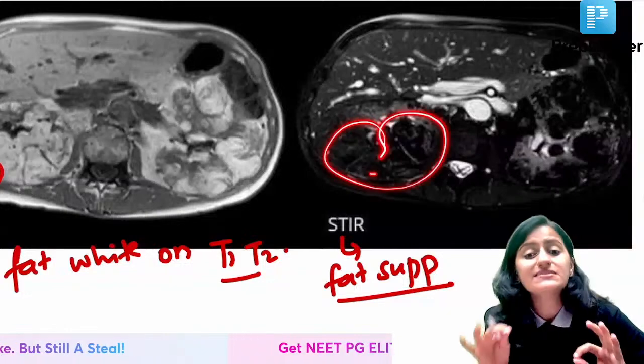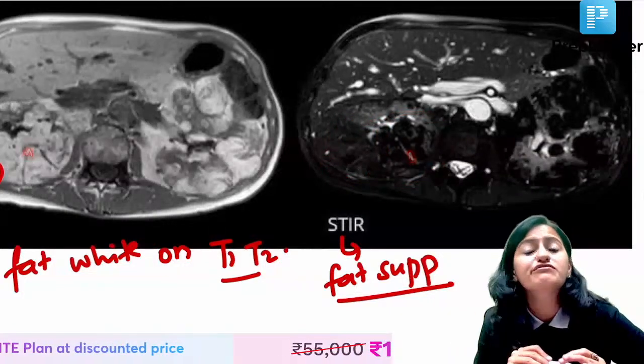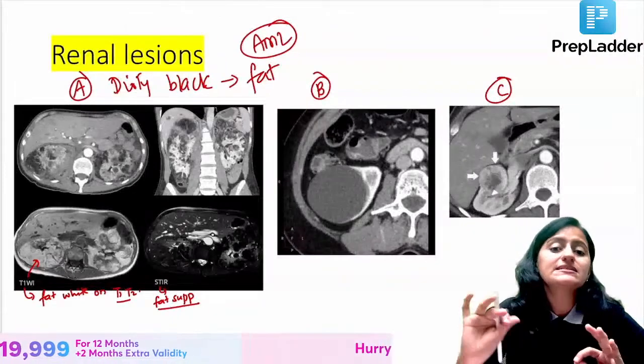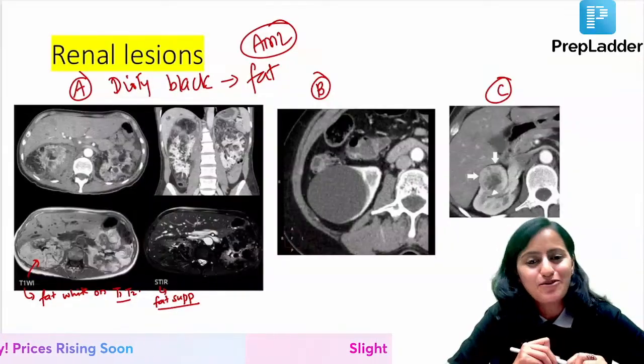That means this is fat containing. So again it proves that this T1 white is fat. Right? So if it is suppressed on fat sequence, it is fat containing. It is angiomyolipoma. Okay? Associated with tuberous sclerosis. Correct.